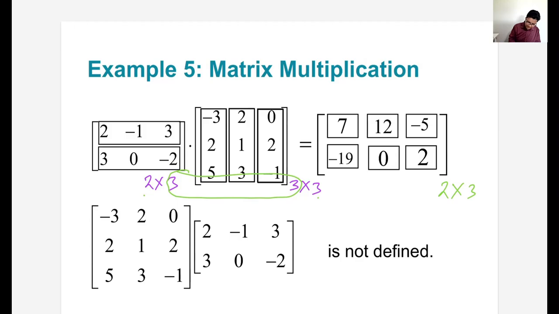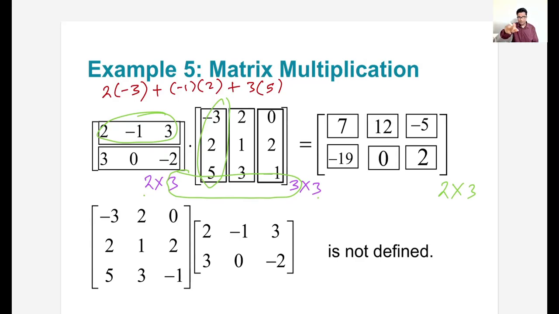Now, how does it work? 2, minus 1, 3, first row times first column. And I'm going to detail that multiplication on top here. So it will be 2 times minus 3 plus negative 1 times 2 plus 3 times 5. Okay. Row times column. And that gives you negative 6, negative 2, plus 15. That is 7. That's your product there.